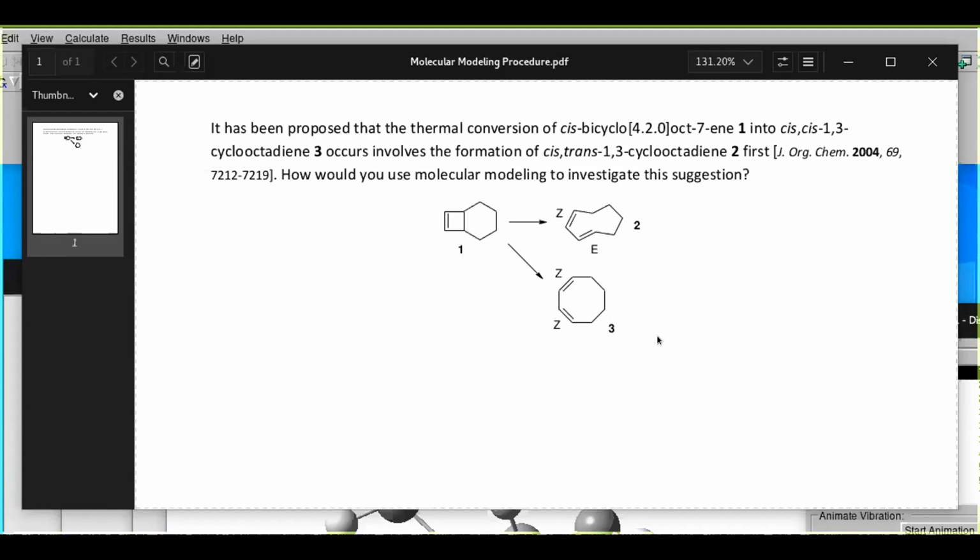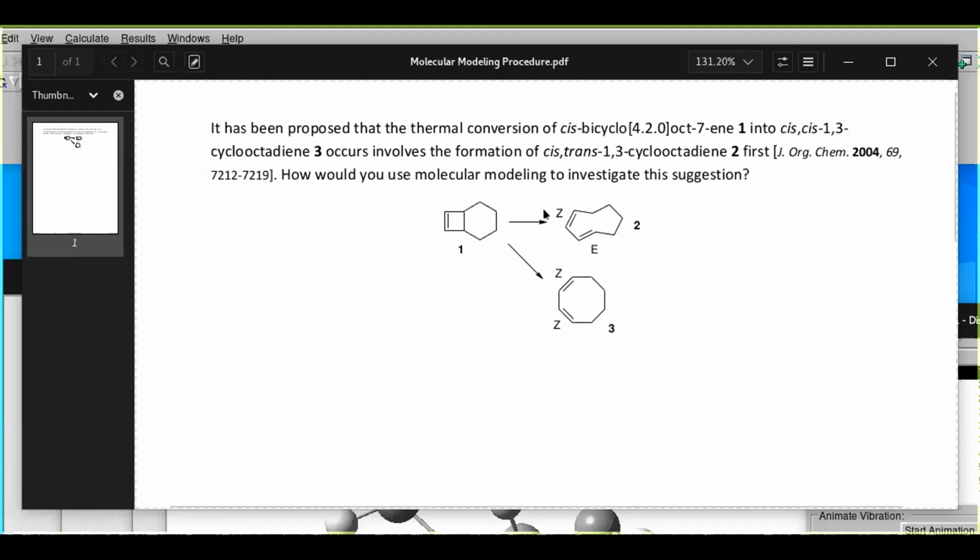Then what we did after that is we did a scan. We pushed that bond apart. We found that the energy reached a maximum before dropping off. And so that maximum we decided was a transition state. So we optimized that maximum to a transition state, and we confirmed with the vibrational analysis that there was an imaginary frequency. And so we knew we had a transition state.